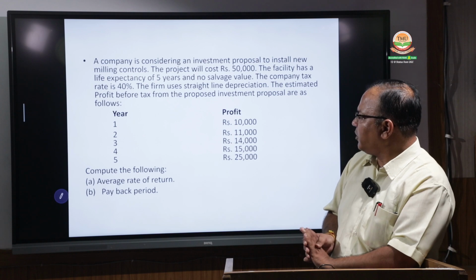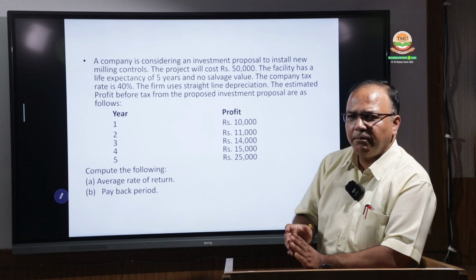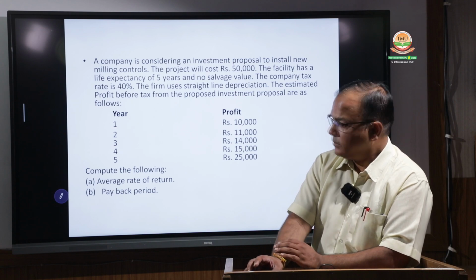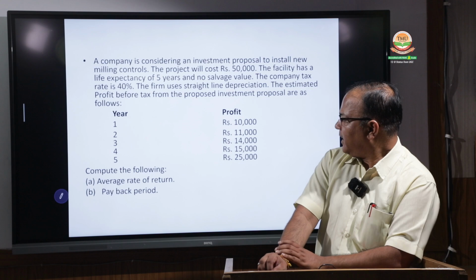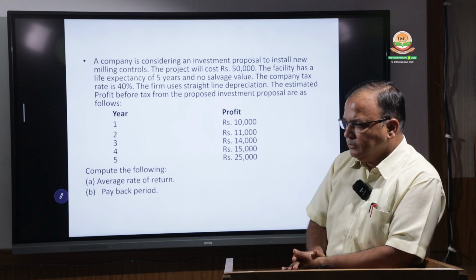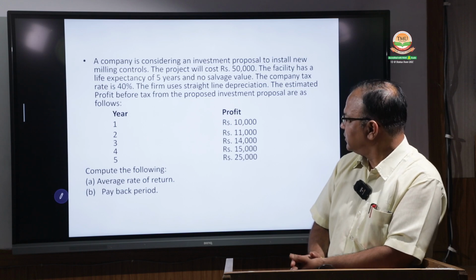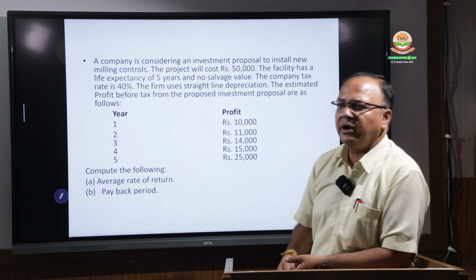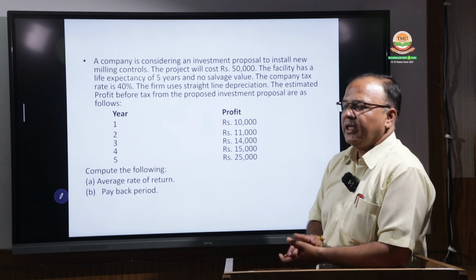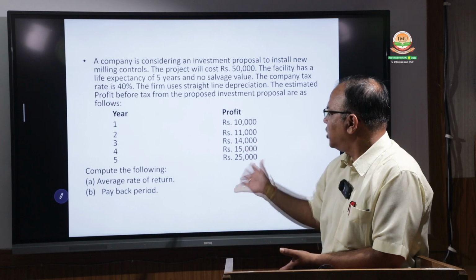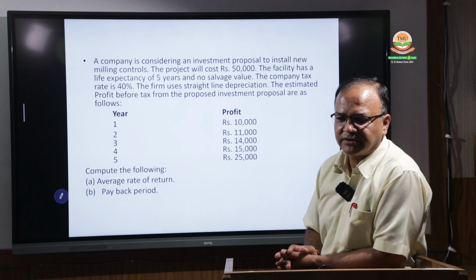You have to calculate average rate of return, and you have to calculate payback period. If you have to calculate average rate of return, simply you have to calculate average profit, and again you have to calculate average investment. If you have to calculate average profit, you have to add all profits.